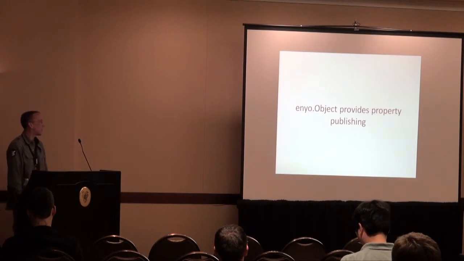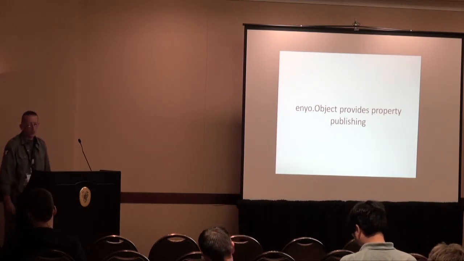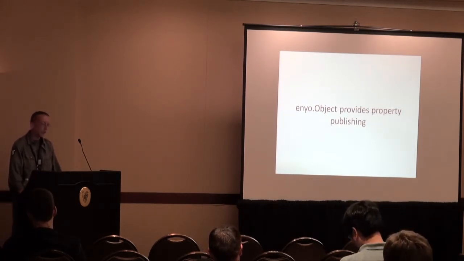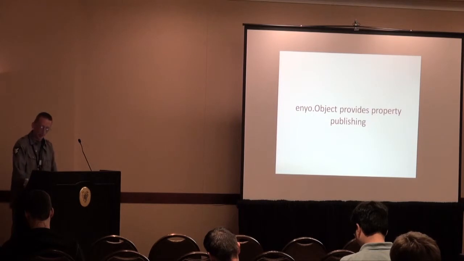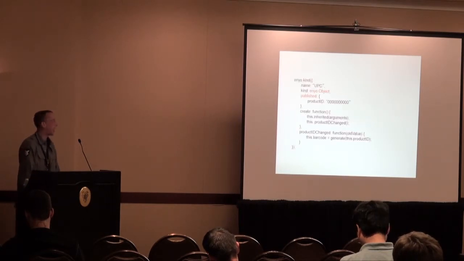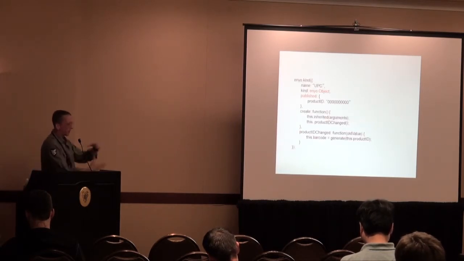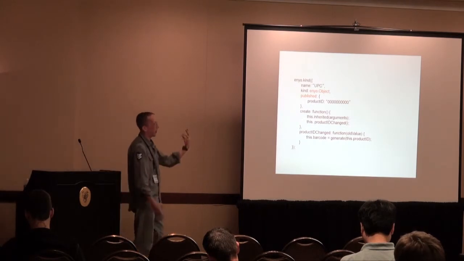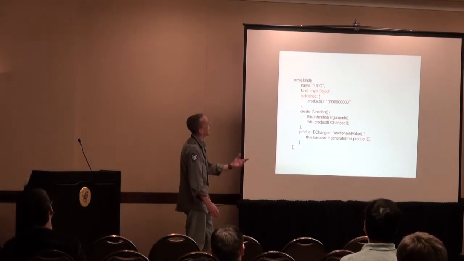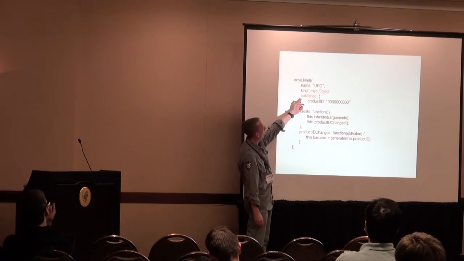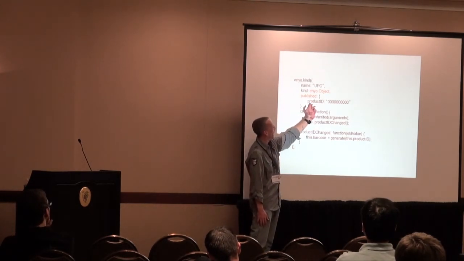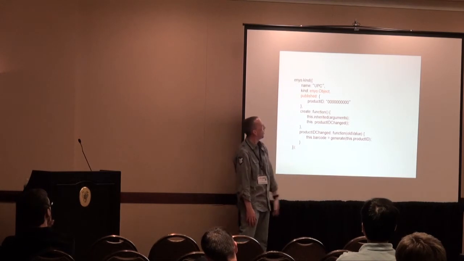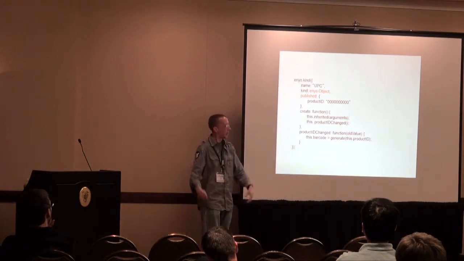All right, so I think these next few slides just go into a couple of core pieces. At the very base level, we have Enyo.object that provides what we call property publishing. So any Enyo kind that you create, at the very base level, is going to inherit from Enyo objects. So they all have this capability where I have a published property, and it's an object, and the properties of that object become published properties for the kind.